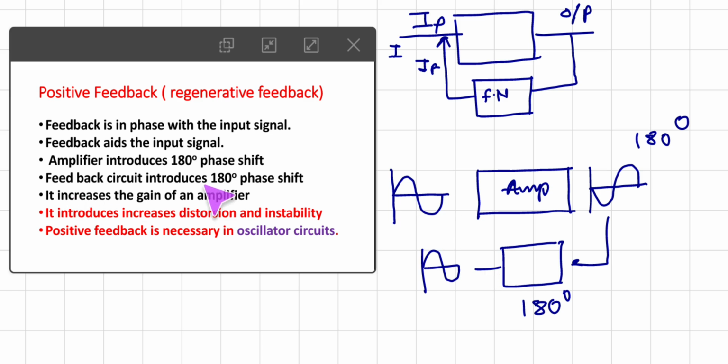So the feedback circuit introduces 180 degree phase shift. It increases the gain of an amplifier. So positive feedback increases the gain of an amplifier, but it introduces an increase in distortion and instability. Though gain is increased, distortion in the output and instability increase due to positive feedback, and positive feedback is necessary in an oscillator circuit. We saw that in the case of an amplifier we always use negative feedback to stabilize the gain and input-output relation, but for oscillating action we need to use positive feedback.